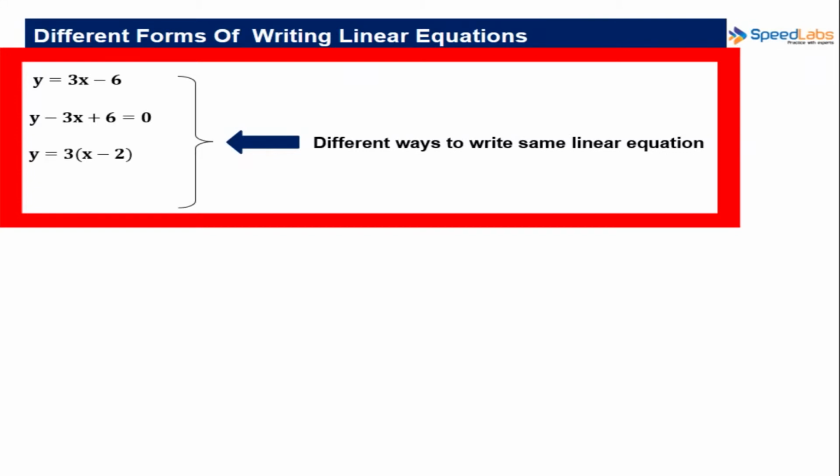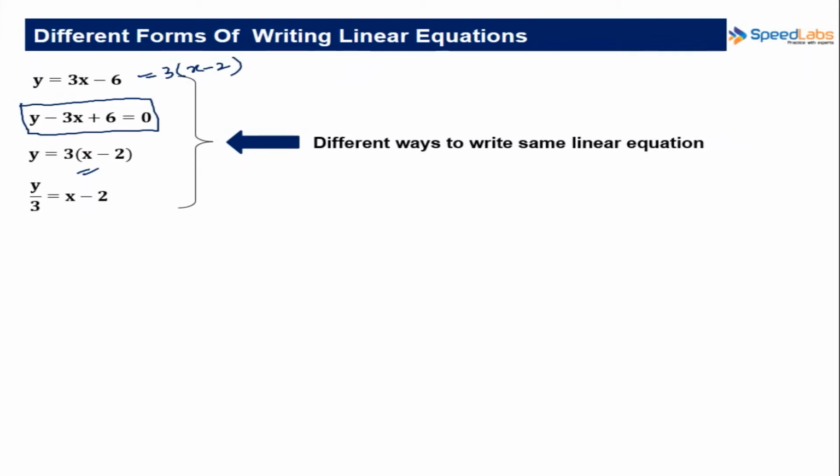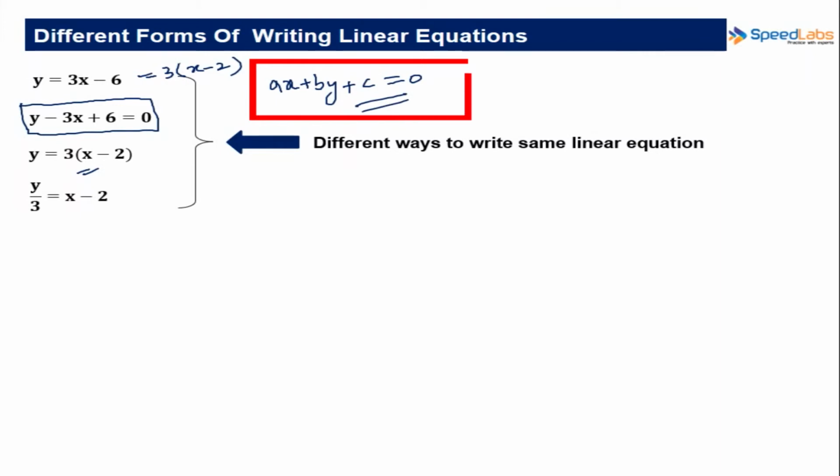Now from the first equation you can take 3 common. If you take 3 common, it looks like 3 into x minus 2. So you can also write it like this. And what else can I do? Divide this 3 on the other side, so the equation becomes y/3 is equal to x minus 2. So in all the cases, at the end of the day you have to convert it into the standard form, ax plus by plus c is equal to 0. So always try to convert the given equation into this form to compare the coefficients and find out their values.